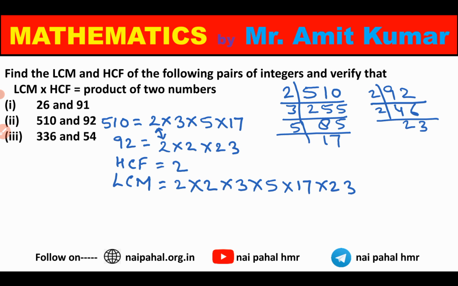2 2s are 4, 4 3s are 12, 12 5s are 60, and 17 6s are 102, 1020 multiplied by 23. If we know the table of 23, then we can say that 23 zeros are 0, 23 2s are 46, and again 4, 23 1s are 23. 23,460 will be our LCM, and then after we can say that by the property we have to prove it.